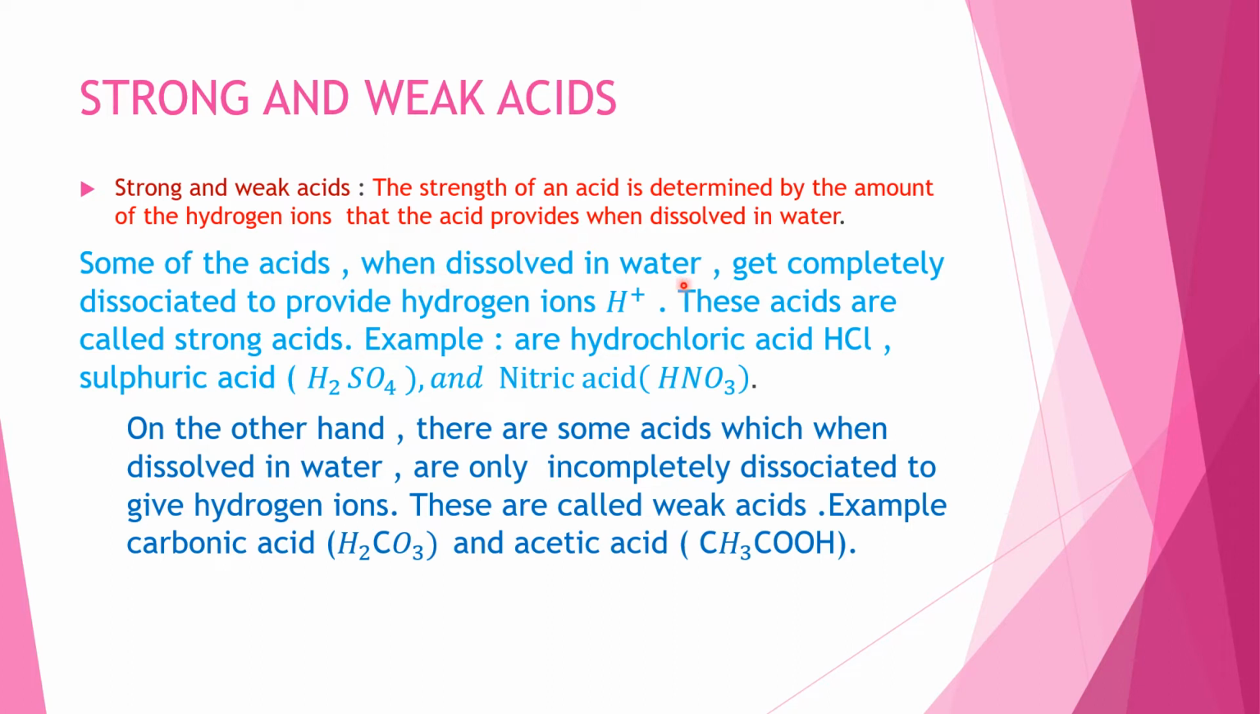Some of the acids, when dissolved in water, get completely dissociated to provide hydrogen ions. These acids are called strong acids. For example, hydrochloric acid, HCl. When it dissolves in water, it gets dissociated into H positive plus Cl negative. It had only one hydrogen and it got completely dissociated in water, into an H positive ion and a Cl negative ion.